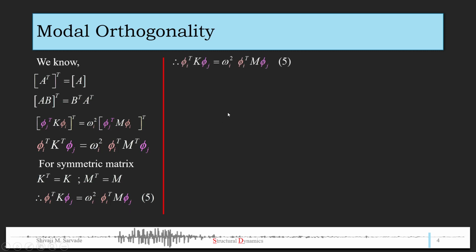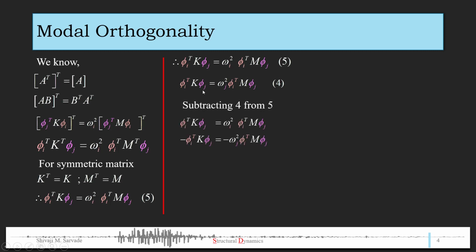Let's rewrite the equation 5. We'll write equation 4 also, which is phi i transpose k phi j equal to omega j square phi i transpose m phi j. Now we'll subtract equation 4 from equation 5. So if I change the signs here, it will become negative, this will also become negative, and the entire left hand side gets cancelled. What we are left with is omega i square minus omega j square into phi i transpose into mass matrix into phi j.